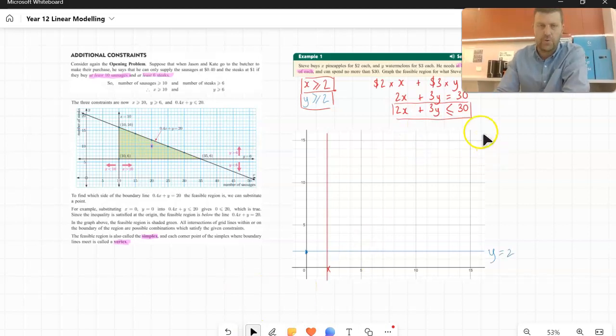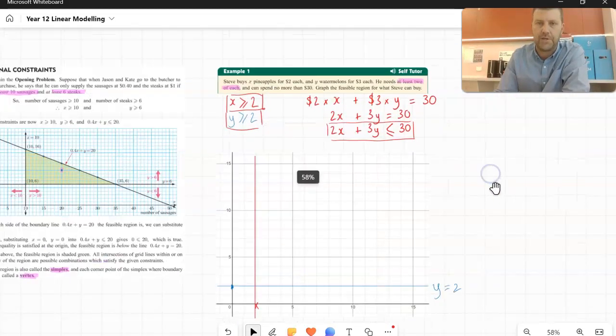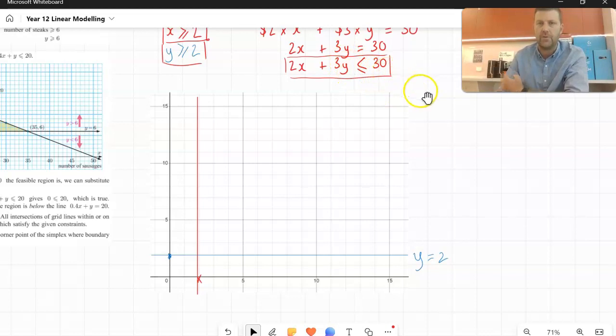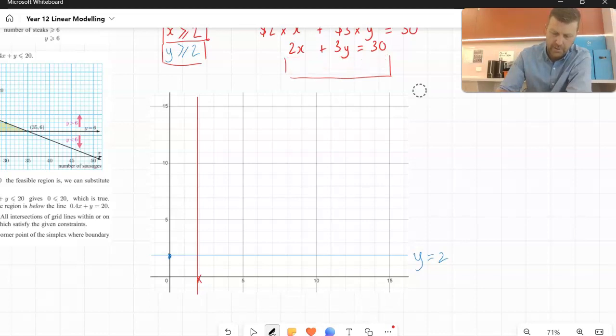And the third line I'm going to draw to create a feasible region is 2x plus 3y is less than or equal to 30. And I'm going to do this one in black. So actually, let me just rewrite that inequality. 2x plus 3y is less than or equal to 30.